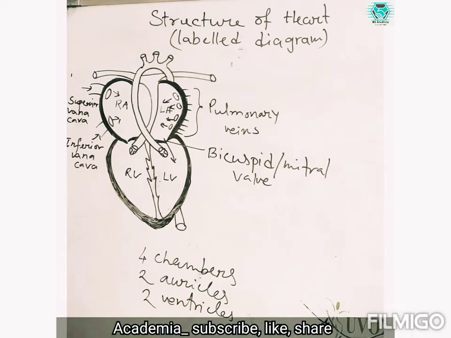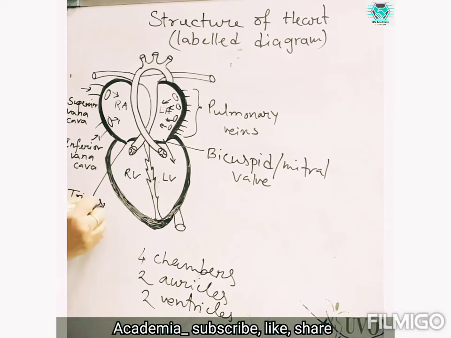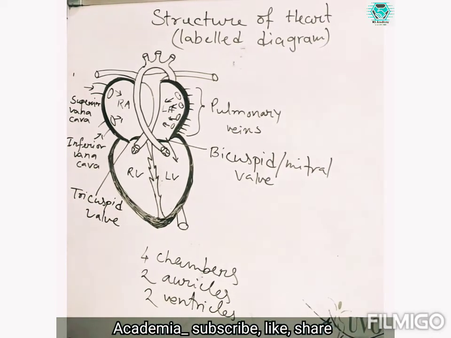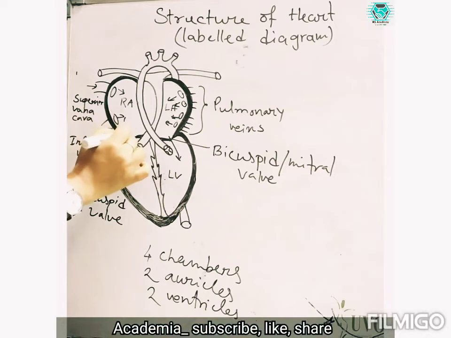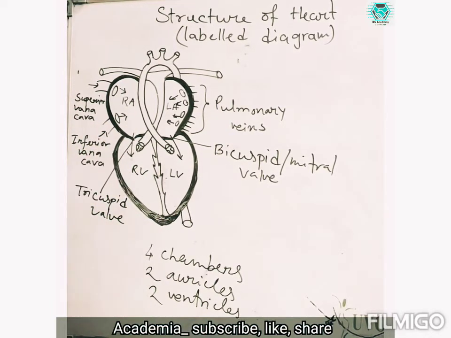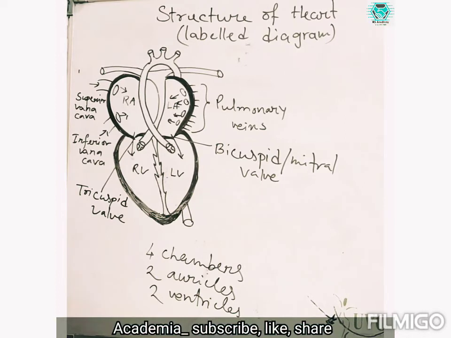And when the blood comes to the right auricle, here there is another valve which is called the tricuspid valve. So why is it called tricuspid? Because there are three cusps. When the tricuspid valve opens, the blood can enter the right ventricle, and then the valve closes so that the backflow of the blood is restricted.